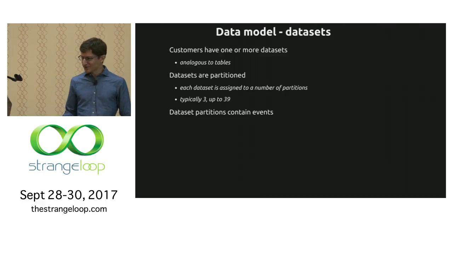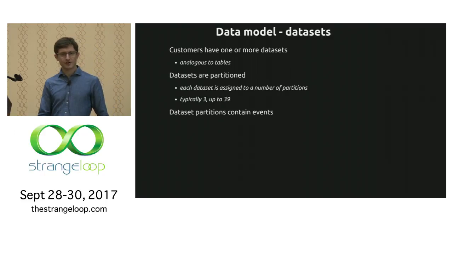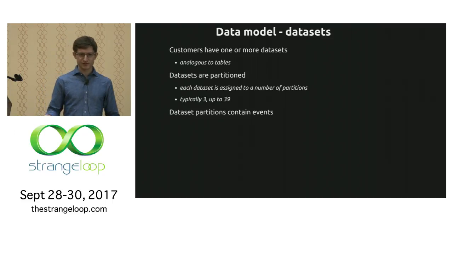So our data model is that customers have one or more data sets. And data sets, you can think of them as basically tables in a traditional database. Data sets are partitioned across multiple servers. Each data set is assigned to a number of partitions. Typically, we have about 3 partitions per data set. Our largest data set right now is sitting on 39 partitions. And those data set partitions contain events.